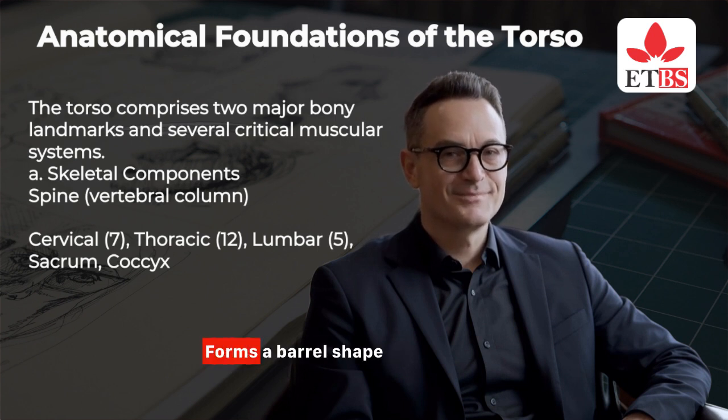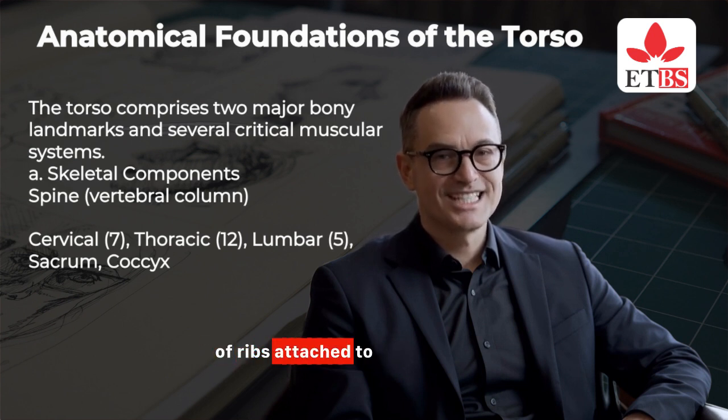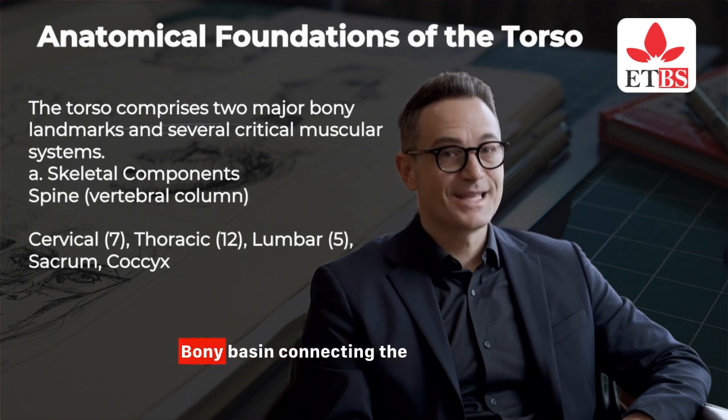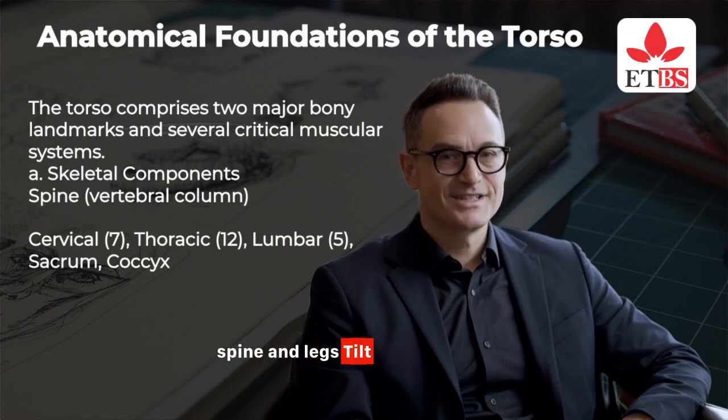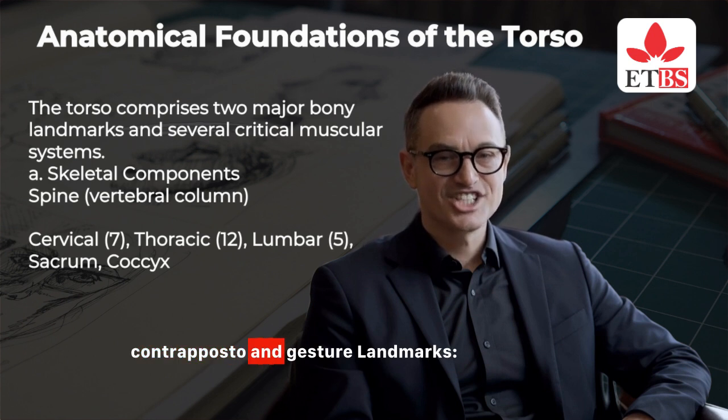Rib cage: protects the heart and lungs, forms a barrel shape composed of 12 pairs of ribs attached to the thoracic spine. Pelvis: a bony basin connecting the spine and legs; tilt and rotation are critical for contrapposto and gesture.